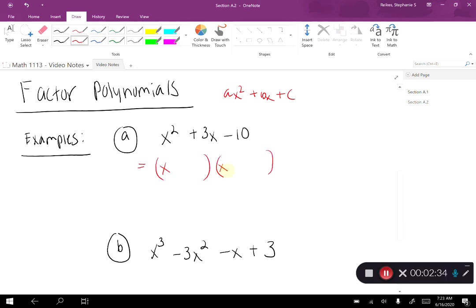x and x out front. And my two numbers that multiply to negative 10 but at the same time add to positive 3, it's going to be negative 2, positive 5.